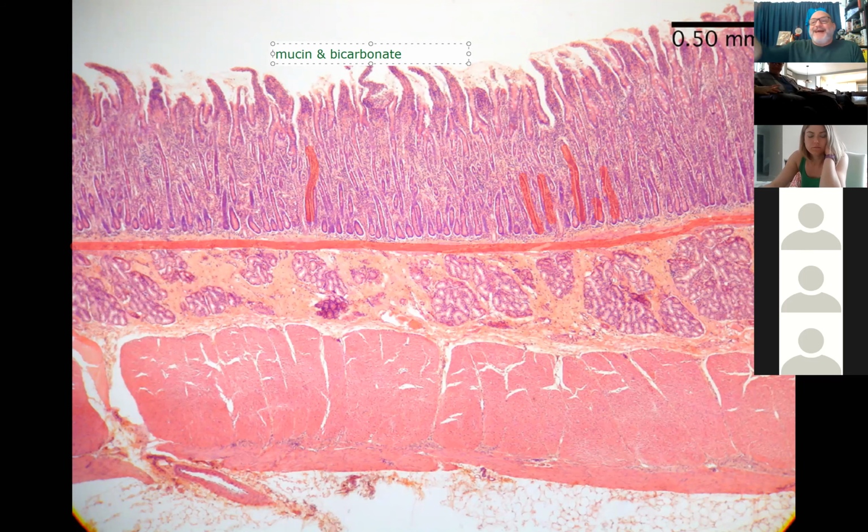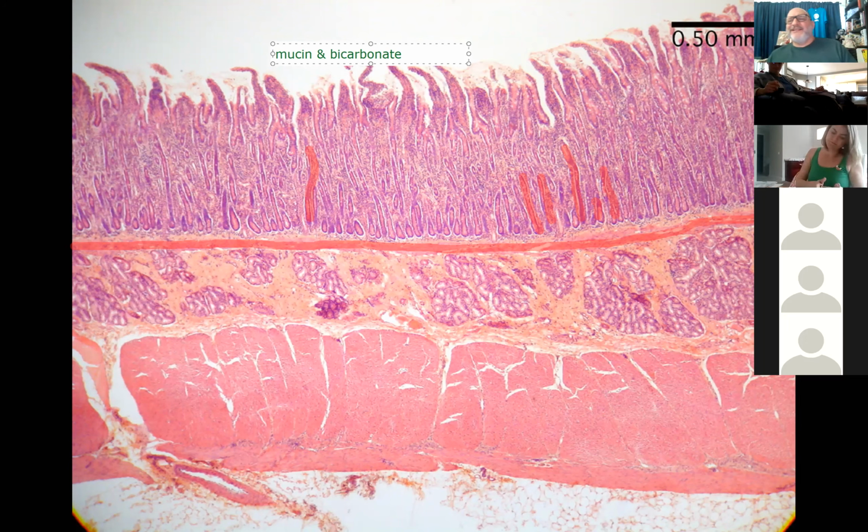Remember, that chyme coming in from the stomach is at a pH of 1 or 2. Do we want to be rubbing a pH 1 or 2 chyme on the naked surface of our small intestine? No, we want to help to neutralize that. So we can neutralize that with that bicarbonate.